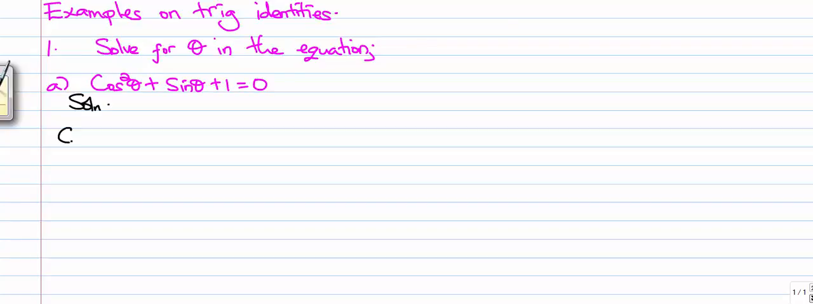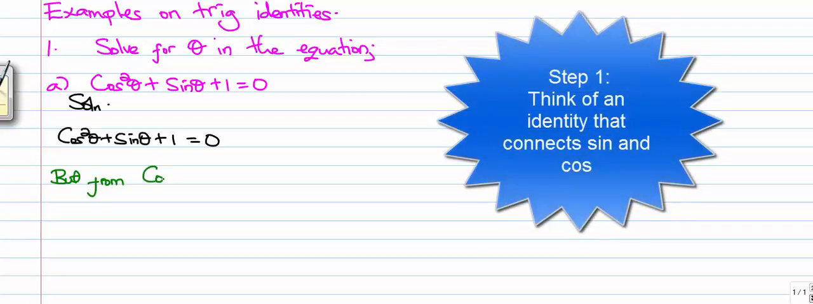You will realize there are very many ways of solving this. The English say there are very many ways of killing a rat. So in this particular one, because we are using trigonometrical identities, we shall first of all think of an identity that links sine and cos.